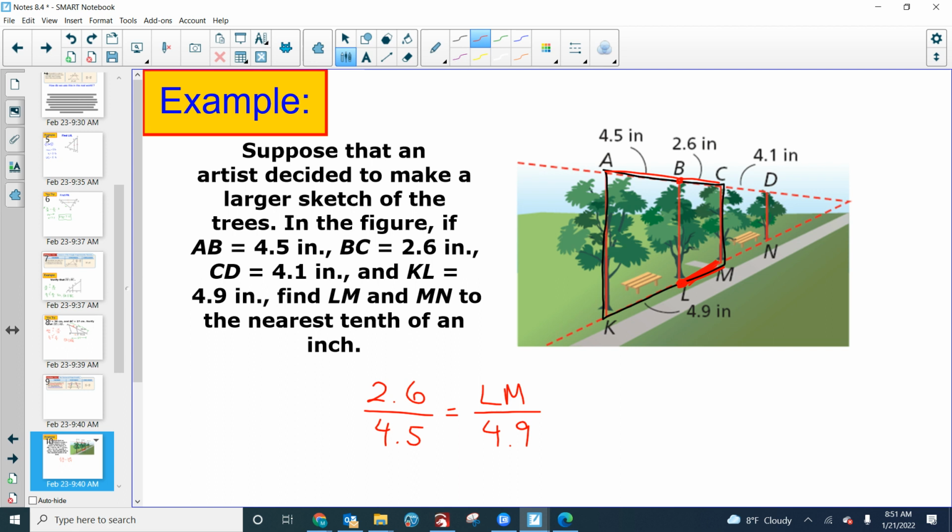The main thing is to check that your cross multiplying is going to be the same as my cross multiplying. Let's set yours up and see what happens real quick. 4.5 over 2.6 equals 4.9 over x. What are you going to multiply together? 2.6 and 4.9, and then you're going to multiply the unknown and 4.5. We're good.